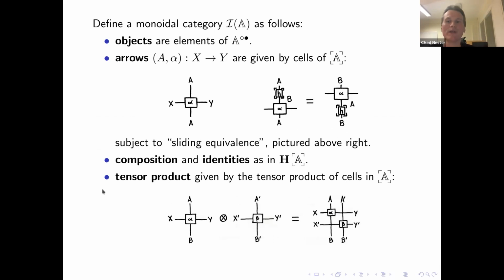So then composition and identities: composition is horizontal composition of cells, and the identity on something is given by the horizontal identity paired with the unit, because there's nothing coming out the top or the bottom. And that defines a category. And actually, it's a monoidal category where the tensor product is given by the tensor product of cells. So great.